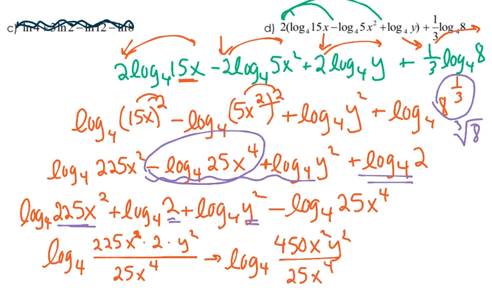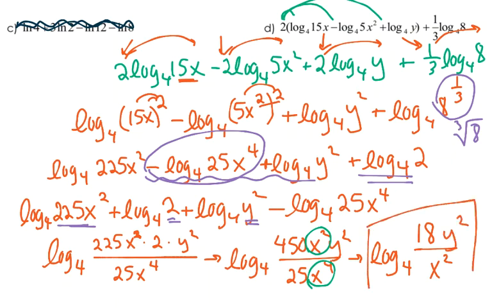Simplify the 450 over 25 to give me 18. 450 divided by 25 is 18. Notice I have x squared in the numerator, x to the 4th in the denominator, so there's 2 extra x's in the denominator, and then I still have y squared in the numerator. So that was a good one. That took a few steps.